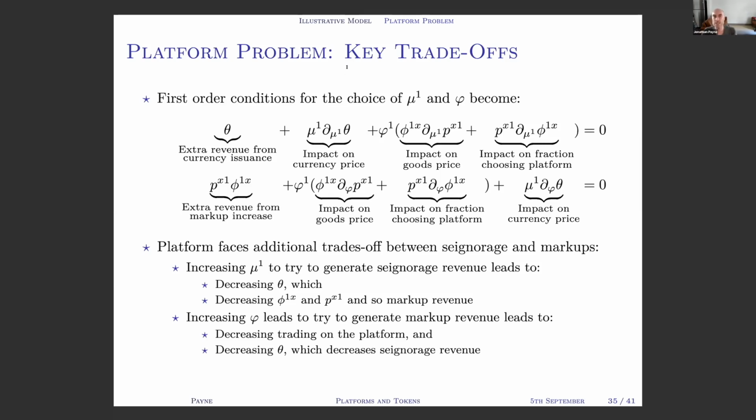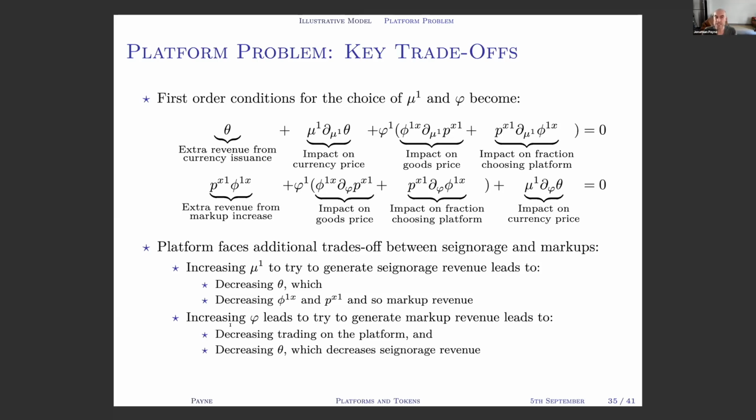So we also see that when you choose your money supply here, and if you increase your money supply to try and generate more seigniorage revenue, it decreases portfolio holdings of the currency. And yes, that decreases the price of the currency. That's this impact here. But if fewer people are holding the currency, that means it's less likely they're going to want to go to your platform, because it's hard to use the other currency on your platform. And so it also decreases your markup revenue.